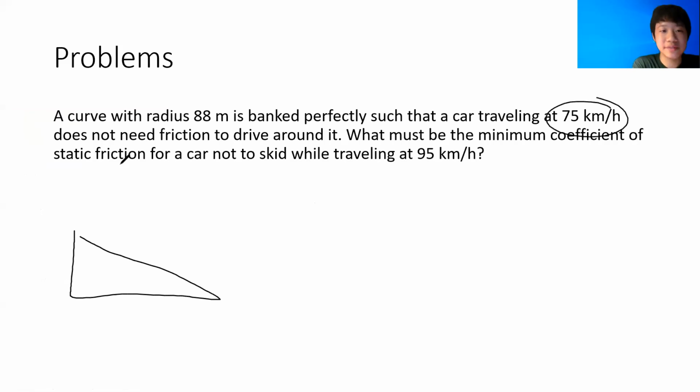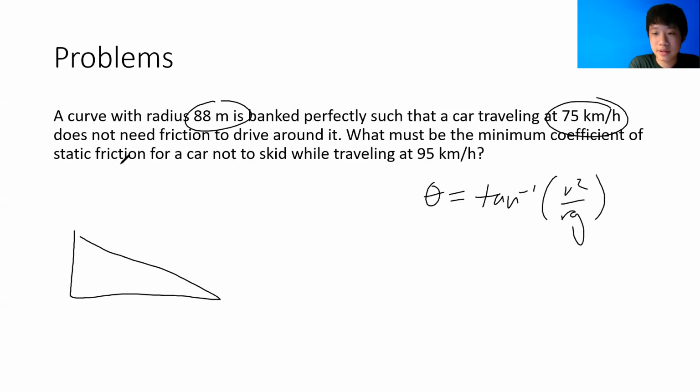A curve with radius 88 meters is banked perfectly. So using these two pieces of information, we can use the formula for the ideal angle theta to solve for what that angle theta is. So that would be tan inverse of v squared over rg. Let's first turn 75 into units of meters per second. So divide by 3.6, square that, over 88, over 9.8. Take the inverse tangent of all that. The angle theta is 26.7 degrees. Okay, so now we know what the angle theta is.